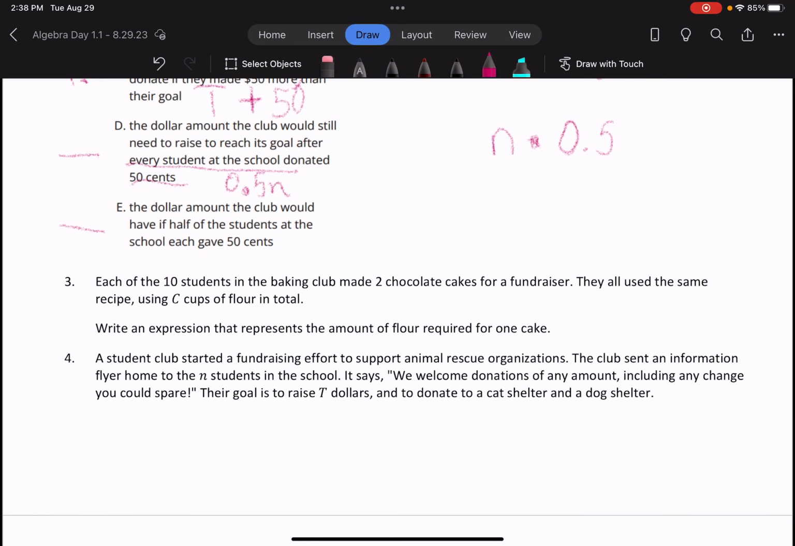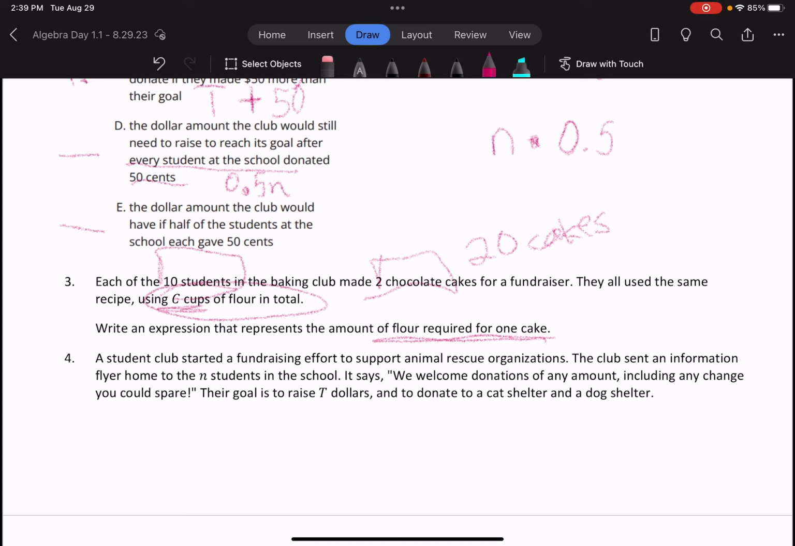Number 3: each of the 10 students in the baking club made 2 chocolate cakes for a fundraiser. They all used the same recipe using C cups of flour in total. As I'm reading this, I see 10 students, each made 2 chocolate cakes, so there was a total of 20 cakes. And then it says the total amount of flour is C. Write an expression that represents the amount of flour required for 1 cake.